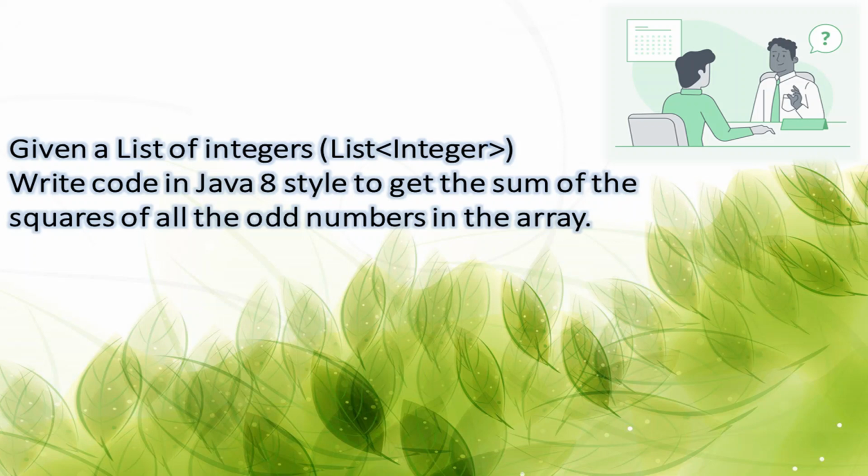Okay, here's an example. I want you to find the answer using stream API. I have a list of integers with me, and I need to find the sum of the squares of all the odd numbers in this list. Sum of square of all odd numbers in the list. So how can I do it using stream API?